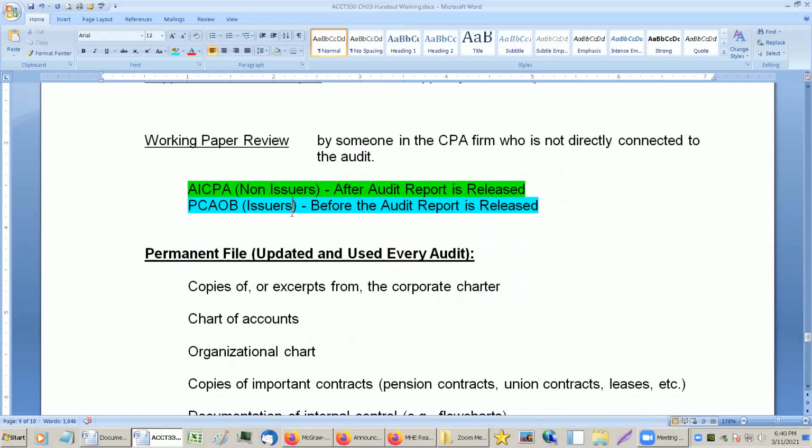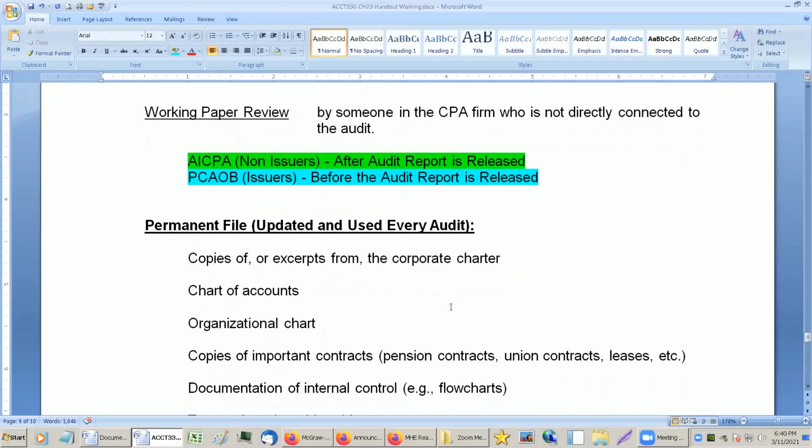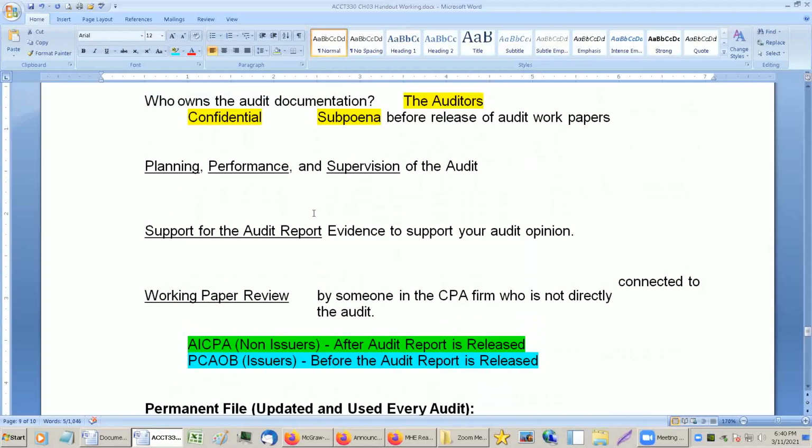PCAOB, they're a little more strict. They say, look, it's good to have someone else with fresh eyes take a look at this thing before it goes out, rather than try to mop it up afterwards if something's wrong. Okay.